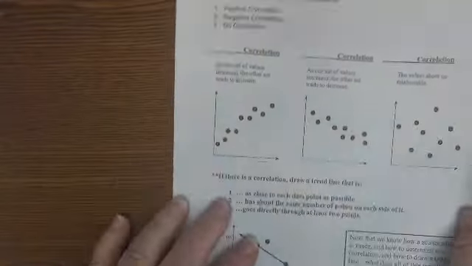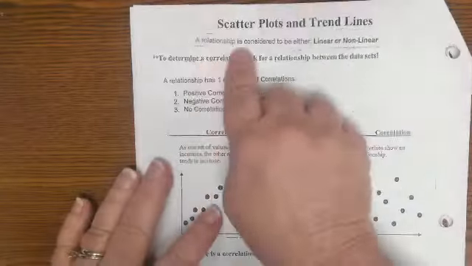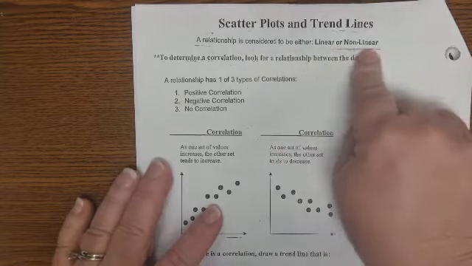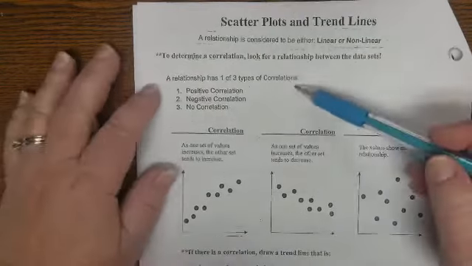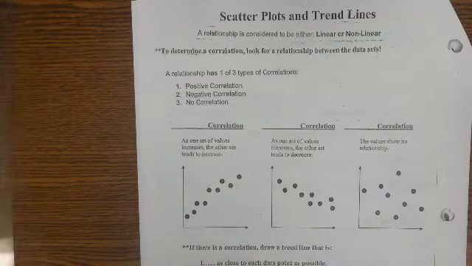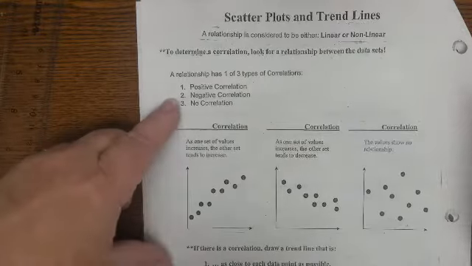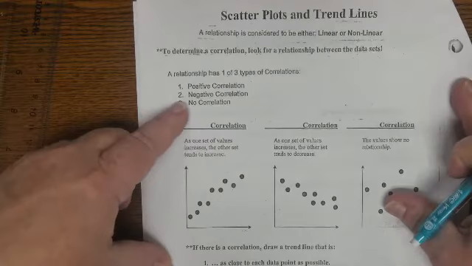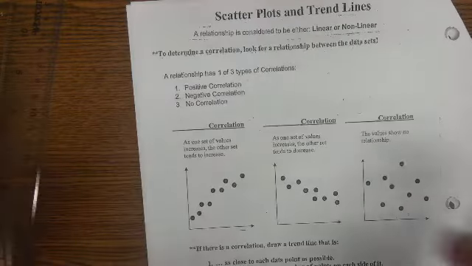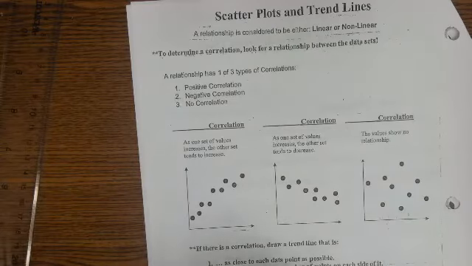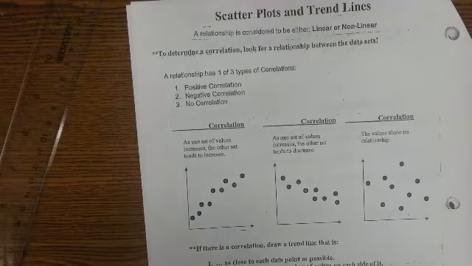So I kind of gave you a preview of this. It says a relationship is considered to be linear or nonlinear, all right? To determine a correlation, look for the relationship between the sets of data. So we've already talked about this. A relationship has one of three types of correlations: positive correlation, negative correlation, or no correlation, okay? It also can be known as linear or non-linear. And you will see that if it has a positive or negative correlation, it's going to be fairly linear, meaning fairly straight data in one form or another.